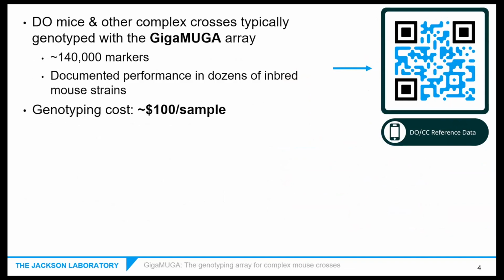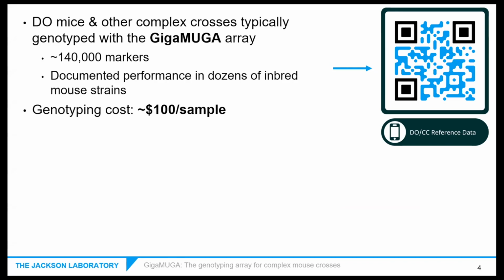Typically, these DO mice are genotyped on the GigaMUGA array, which has roughly 140,000 markers. And at this time, I'm just going to point out, if you follow this QR code, I've done a little bit of QC work, moving some of the GigaMUGA marker annotations and CC and DO reference data over to the GRCm39 mouse genome, the new build. So follow that QR code if you want, take a look and see if your positions have changed, any founder genotypes have moved, what have you. And I know that there are a couple sample mix-ups in the reference data that were fun. So take a look at those, you can poke through those.